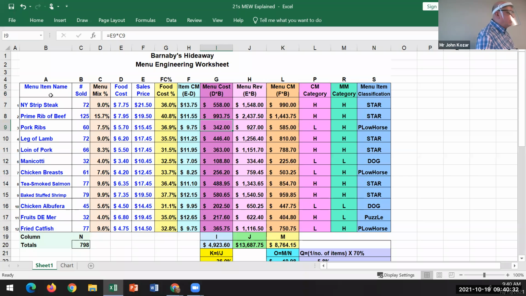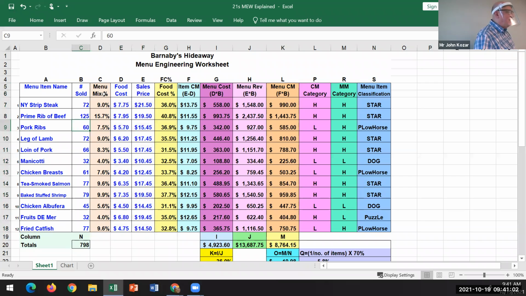So the things that we are given are things that we would know from our restaurant. We have a record of our sales in the first two columns. Sold 72 strip steaks, 61 chicken breasts. And then we know what our food cost for each of these things is, and we know what our menu price is.